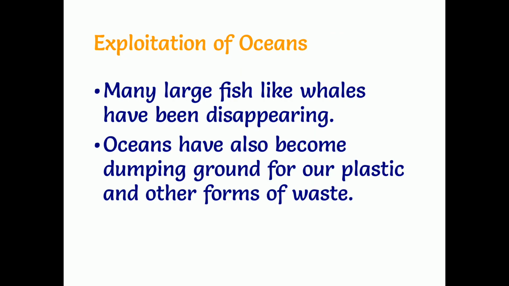So up to now we have seen the uses of the ocean, and now we are going to discuss the exploitation of oceans. How the oceans are exploited. Many large fish like whales have been disappearing nowadays. Can we see all these fish in the ocean nowadays, children? We can see only a very small quantity of fish because most of the ocean water gets polluted, and so the aquatic animals living in the ocean also get destroyed. Oceans have also become a dumping ground for our plastic and other forms of waste. Nowadays, we are dumping all the plastic material and other waste material into the ocean itself.